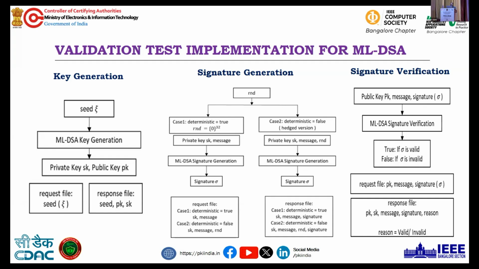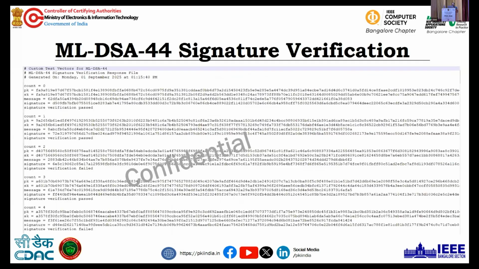For signature generation, we have two scenarios where the random value is taken as either the deterministic or hedged version. In both cases, we are taking the private key and message. The private key is the one generated from the key generation module. So in the response file, it is generating the private key, message, and optionally rnd, and then the signature value. For signature verification, we are taking the public key, message, and signature, and the public key is generated from the key generation module itself. Then the output is either signature valid or invalid.